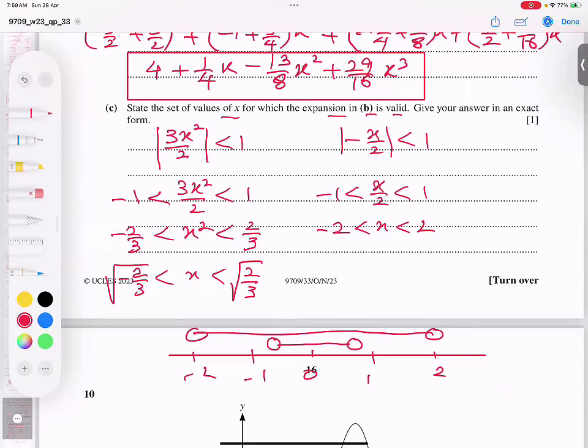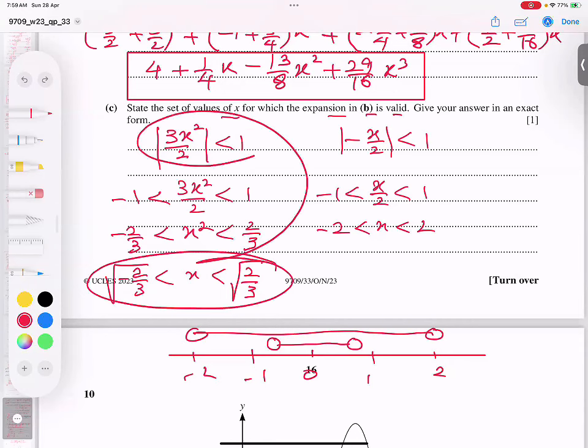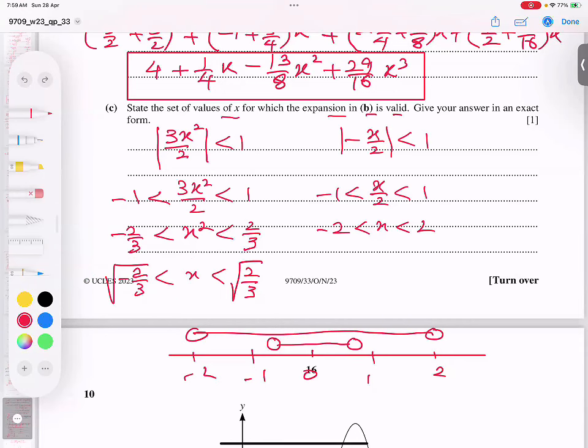So students, what is the common region between both? Naturally, this part is common between both. So it means this is my answer. It comes from here, and this is our final answer. And I believe you got the point very clearly.